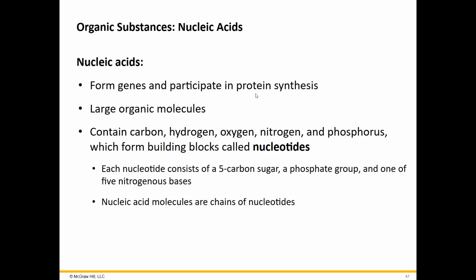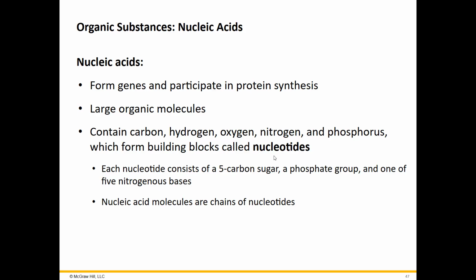All right, last subject, nucleic acid. Nucleic acids are going to be the things we talk about with building protein and DNA. So nucleic acids, they form the genes that tell our body how to build protein. They're a large organic molecule. They have carbon, hydrogen, and so on. Don't care. They have nucleotides. That's what I want you to know.